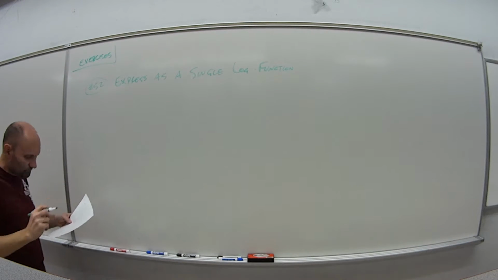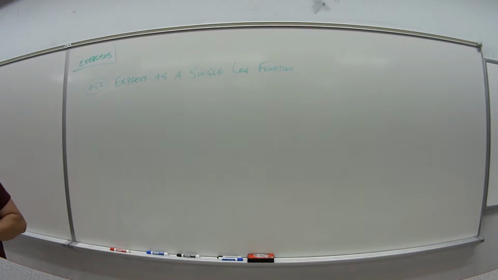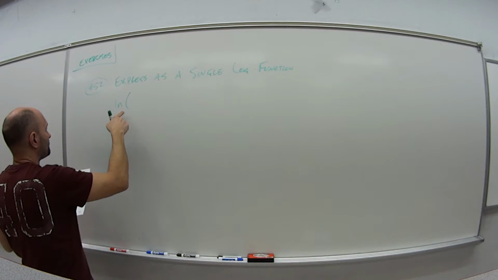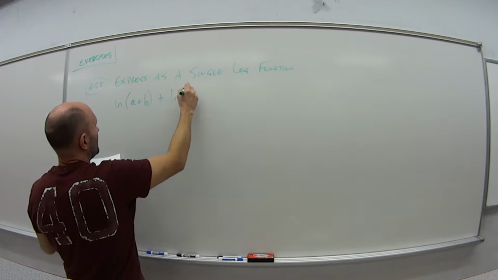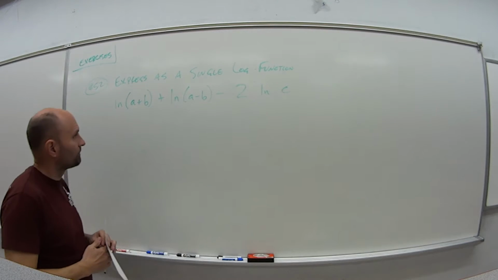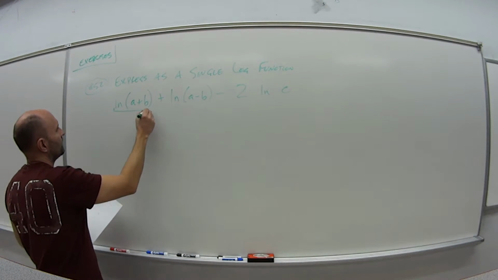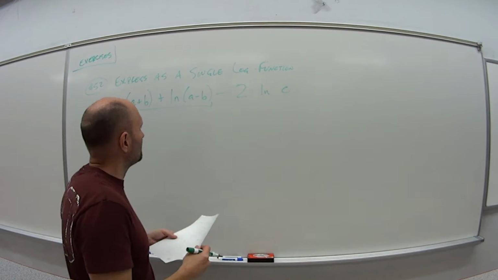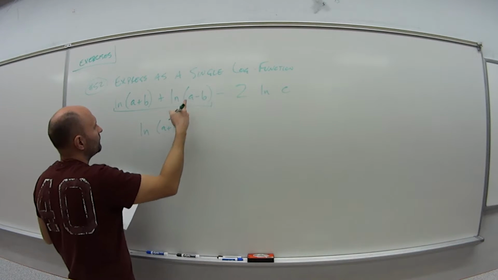The problem here is we have the natural log. It doesn't matter, log or natural log, the rules all apply the same. So: natural log of a plus b, plus natural log of a minus b, minus 2 times the natural log of c. You can do this in either order, whichever pieces you want to combine, but if I do these first two, I have two log functions being added together, so it means I can multiply the pieces after the log function. So this is the same as the natural log of a plus b times a minus b.